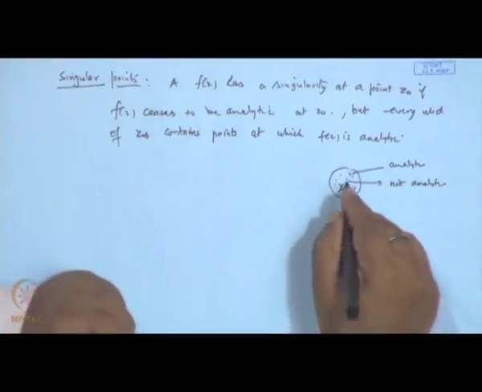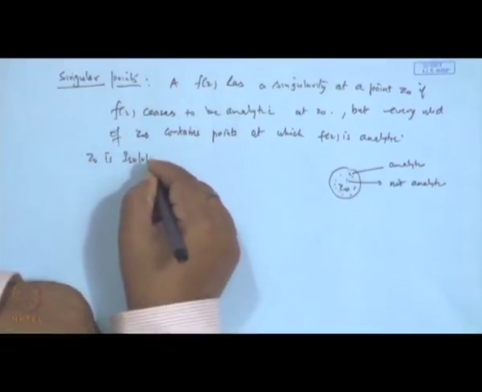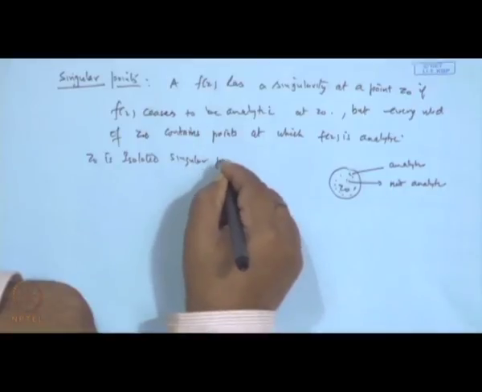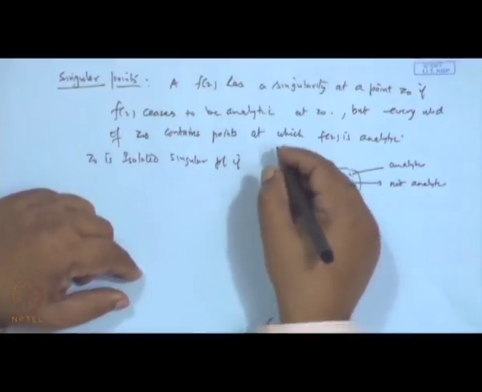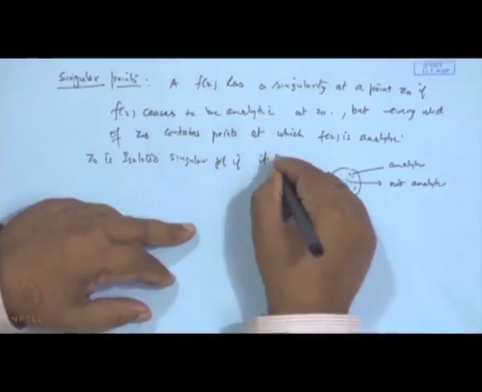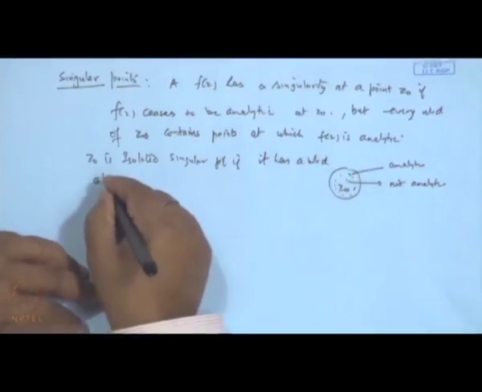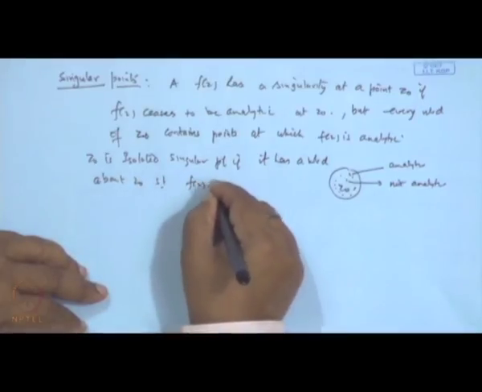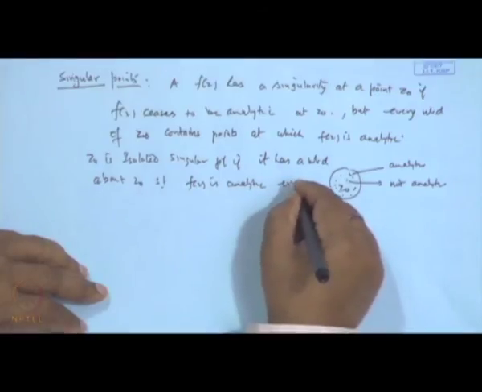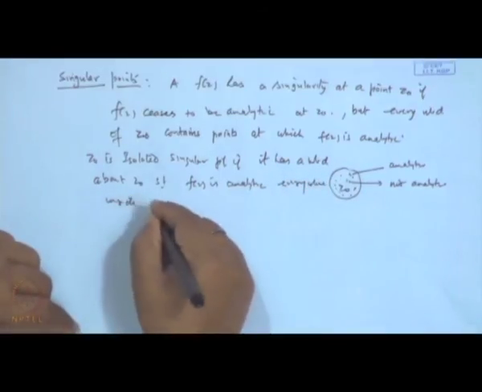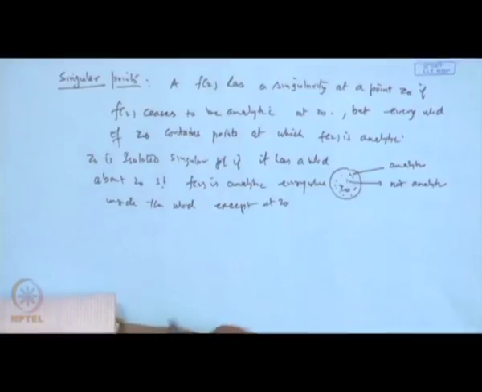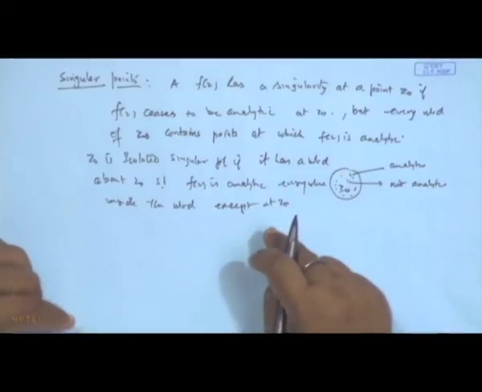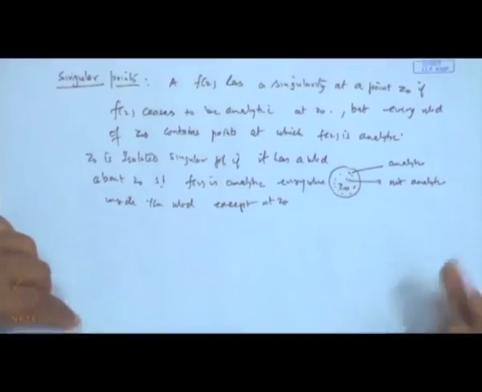z naught is called an isolated singular point if there exists a neighborhood about the point z naught such that f(z) is analytic everywhere inside the neighborhood except at z naught. Then we say z naught is an isolated singular point. Okay. So, we will discuss the Laurent series expansion about singular points which are isolated. There are also points which are non-isolated.